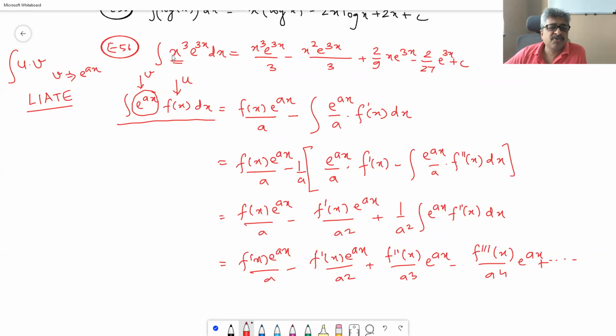And because the first function in E56 is x raised to 3, the first term has x raised to 3, the second term has x raised to 2, the third term has x raised to 1, and the fourth term has x raised to 0. After that, the derivatives are going to be 0, and therefore the answer has 4 terms. But in general, this is going to be the answer. Is that clear? Very simple. Next problem.